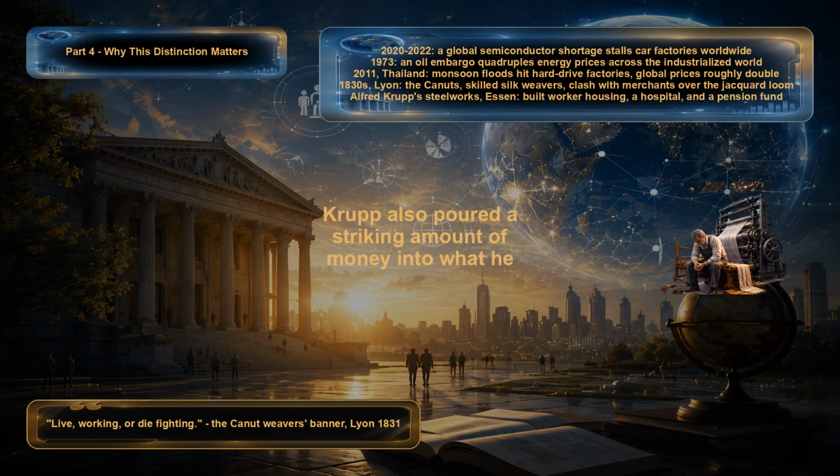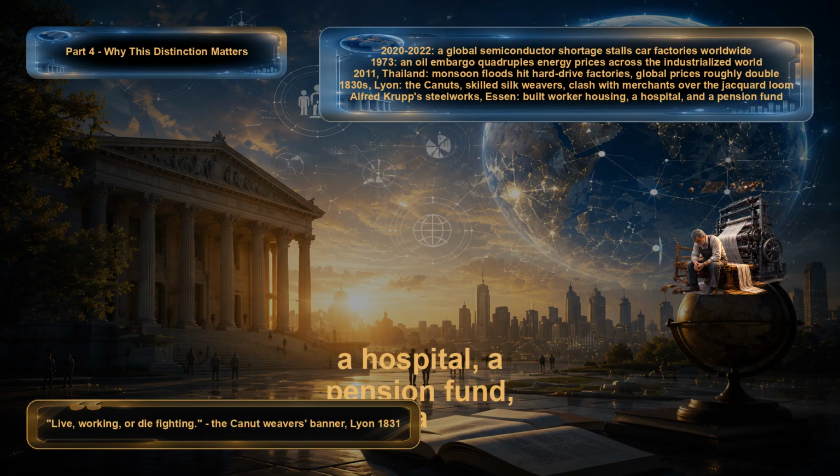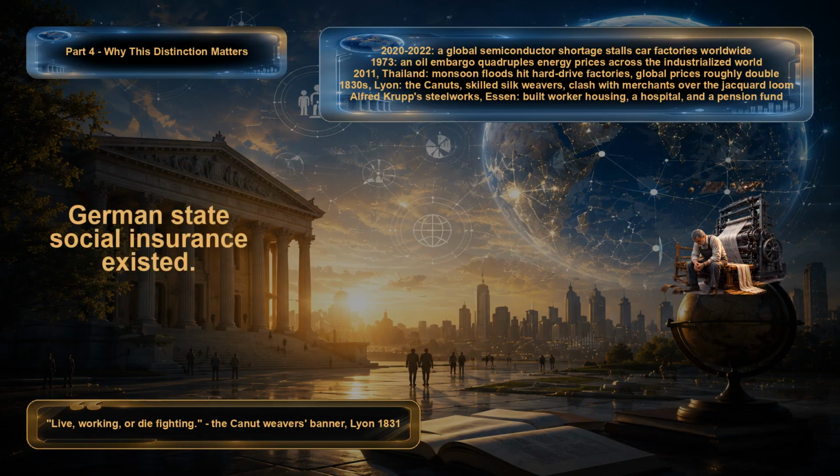But Krupp also poured a striking amount of money into what he considered his workforce's own reproduction, building an entire company town: worker housing, a hospital, a pension fund, a consumer cooperative selling goods to employees at reduced prices, decades before German state social insurance existed.